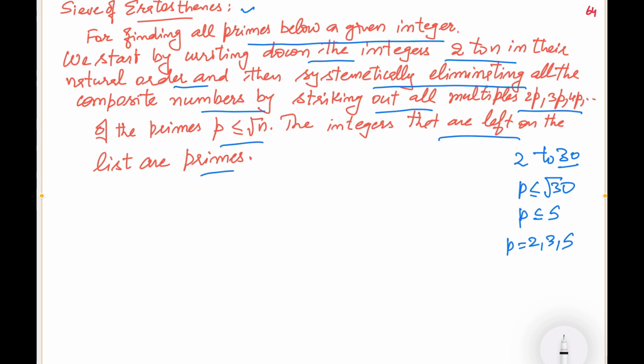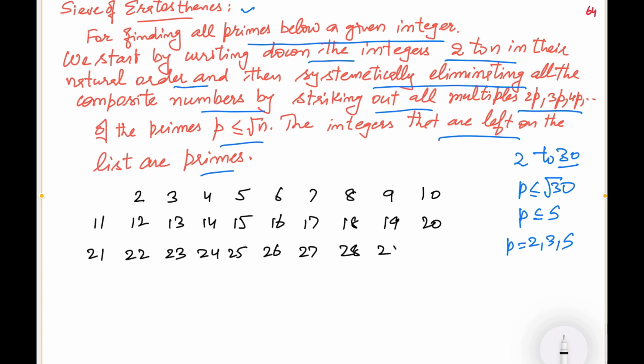First we will write all the numbers from 2 to 30 in their natural order: 2, 3, 4, 5, 6, 7, 8, 9, 10, then 11, 12, 13, 14, up to 30. Now we will strike out. First we will strike out multiples of 2, then multiples of 3 and multiples of 5.